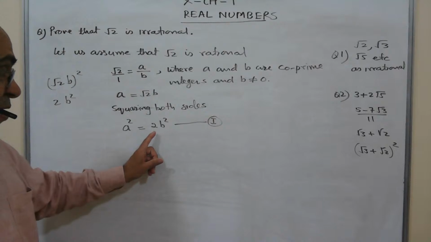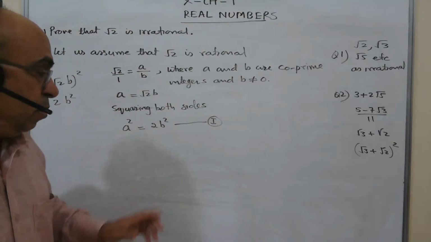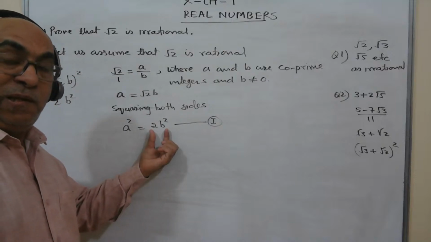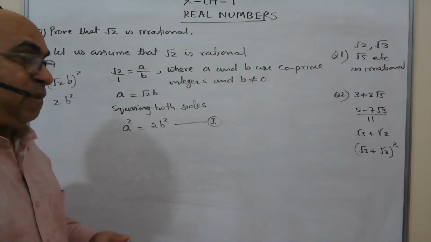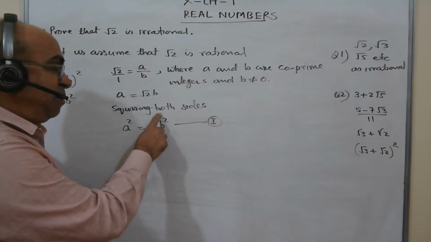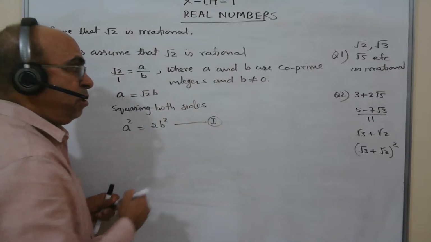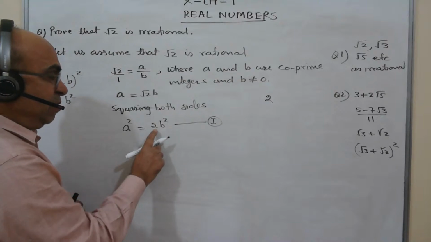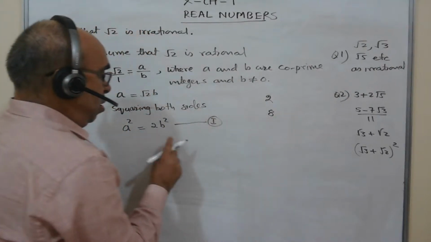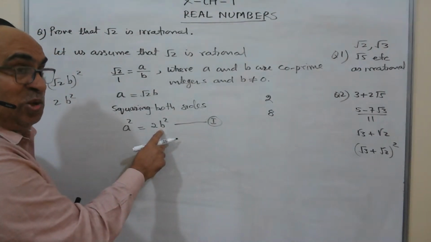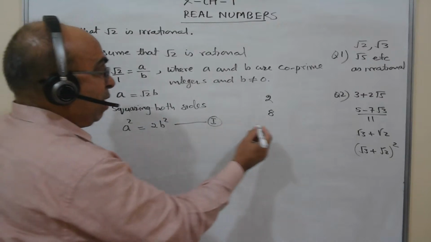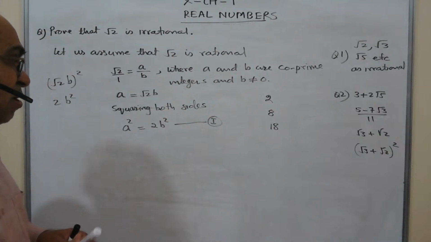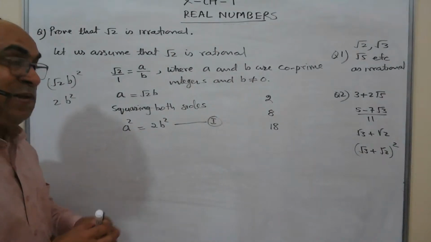So a square is a multiple of 2. You take any value of b and then calculate this. That must be a multiple of 2. You take b as 1, 1 square is 1, 2 ones are 2. If you take b as 2, 2 square is 4, 2 fours are 8. If you take b as 3, 3 square is 9, 2 nines are 18. See, all these numbers are multiples of 2. It means a square is divisible by 2.